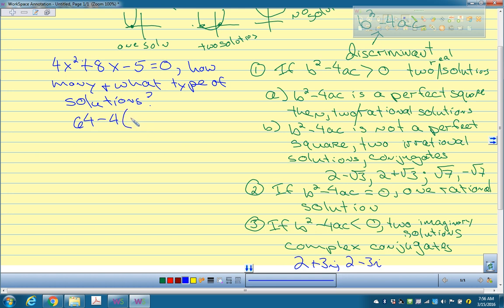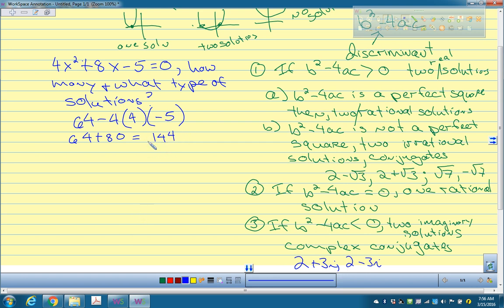Ian? What's c? Negative 5. Okay? So 64 minus 4 times, I go this way, 4 times negative 5 is negative 20, times negative 4 gives you positive 80. You get 144. Is that a perfect square?